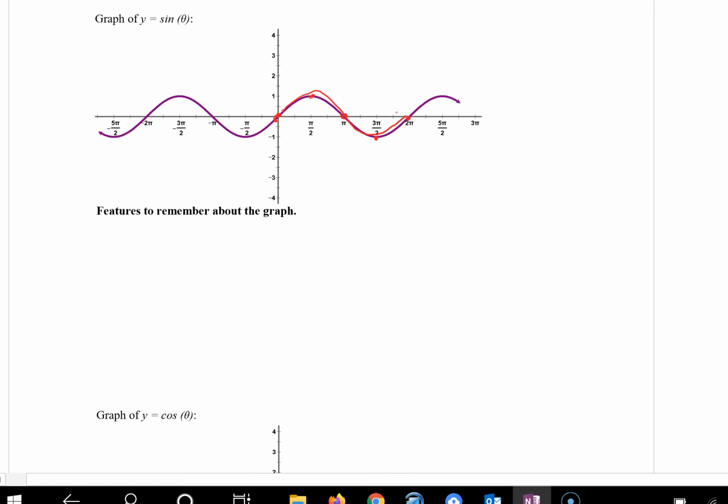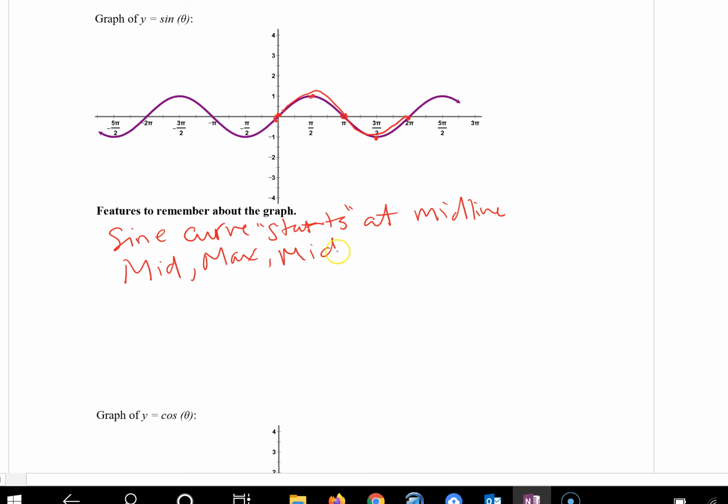So features to remember: the sine curve starts at the midline, and it follows the pattern of midline, maximum, midline, minimum, and then back to the midline.